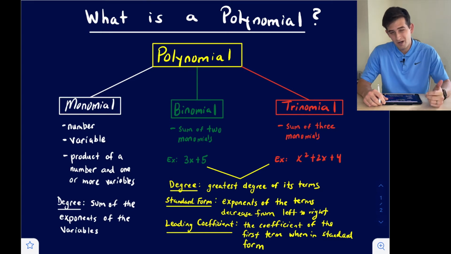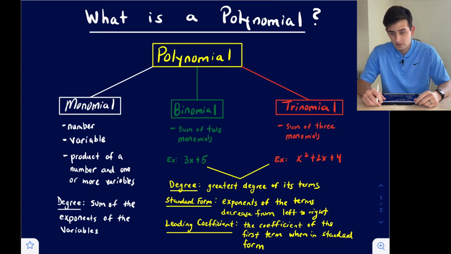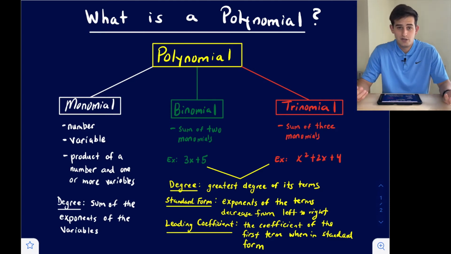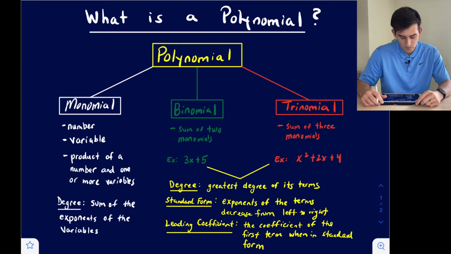We also need to know the word degree. The degree of a monomial is the sum of the exponents of the variables. So if we had 5x squared, there's only one variable, x, its exponent is 2, so the degree of the monomial is 2. If we had 5x squared y cubed, we have x squared and y cubed, so we would have 2 plus 3, so the degree would be 5.